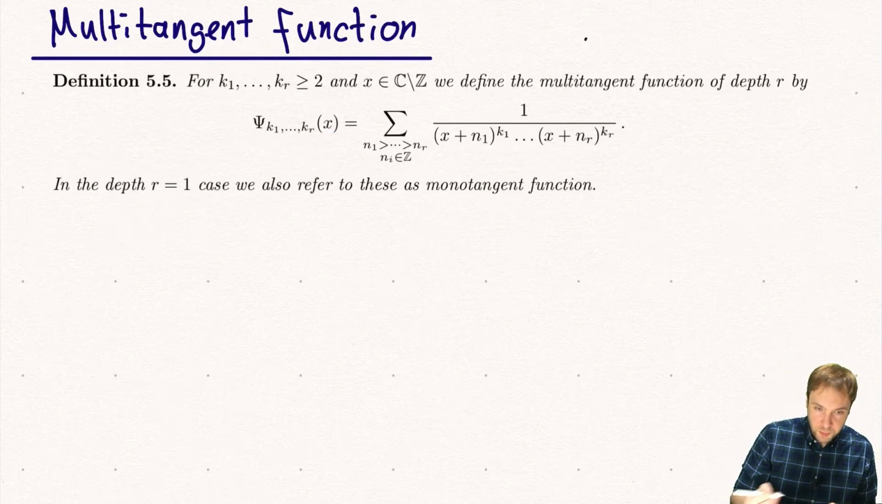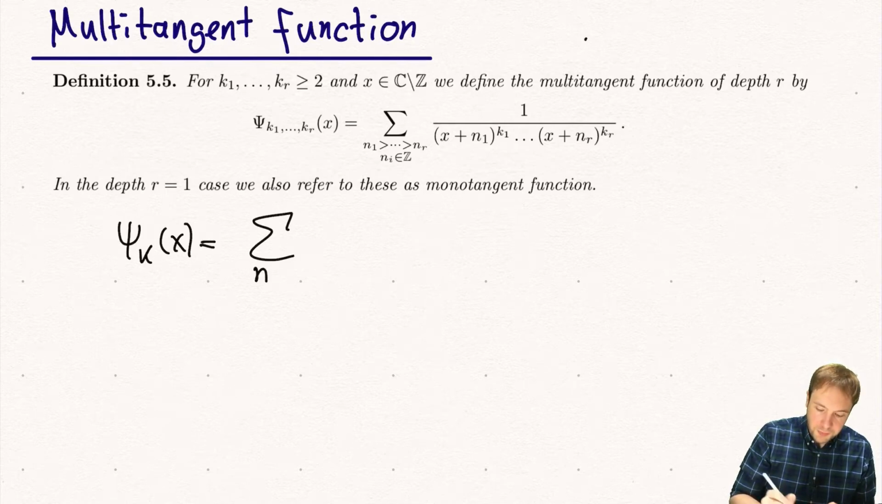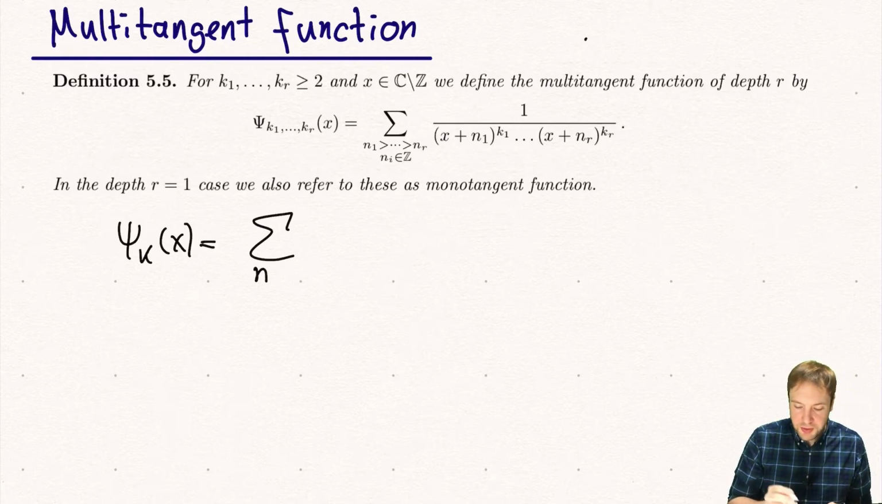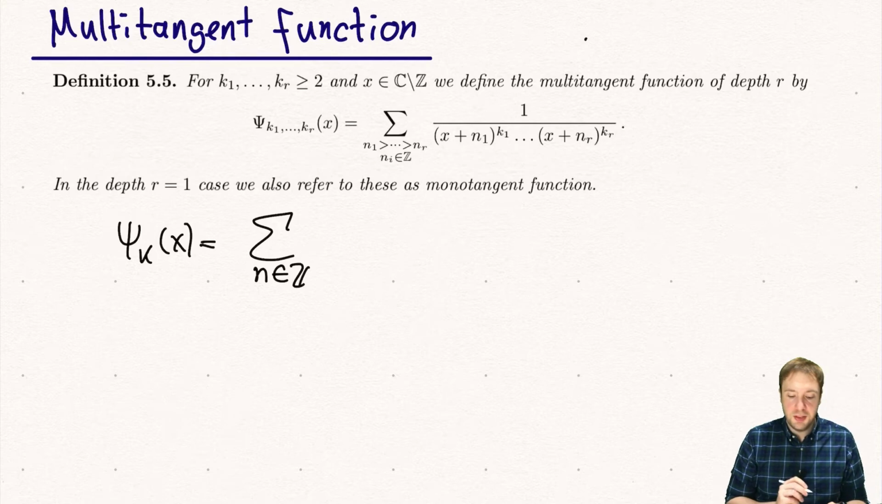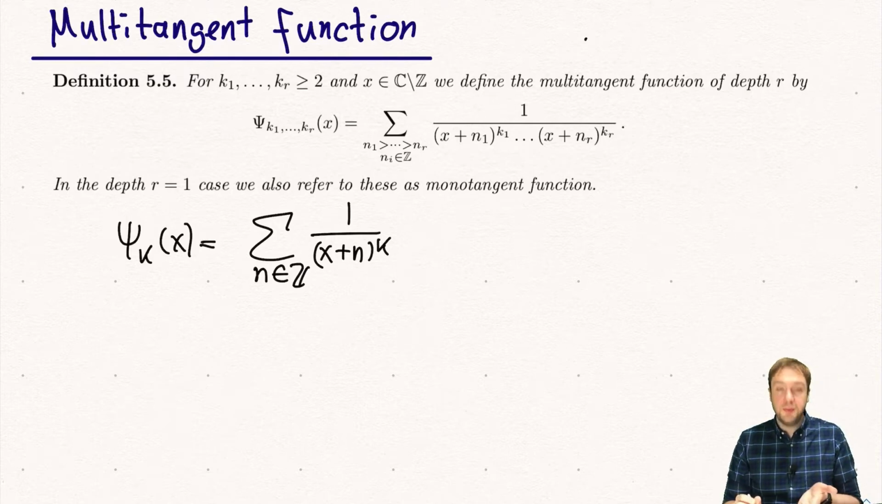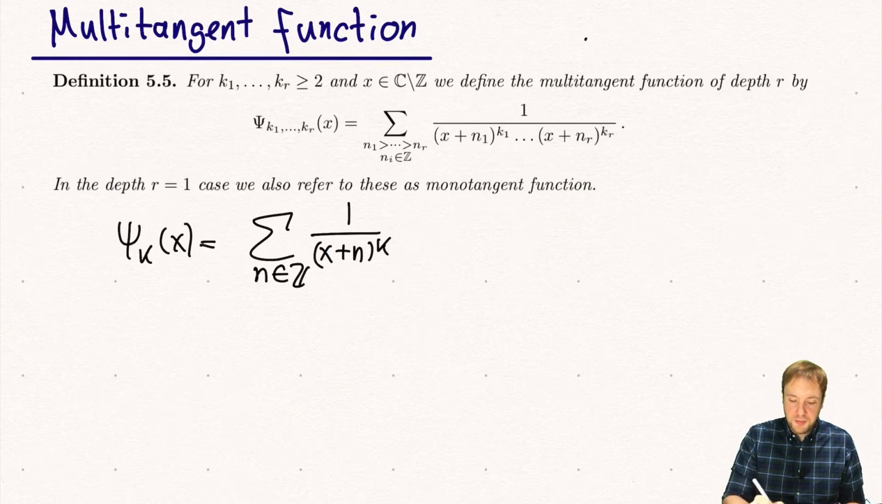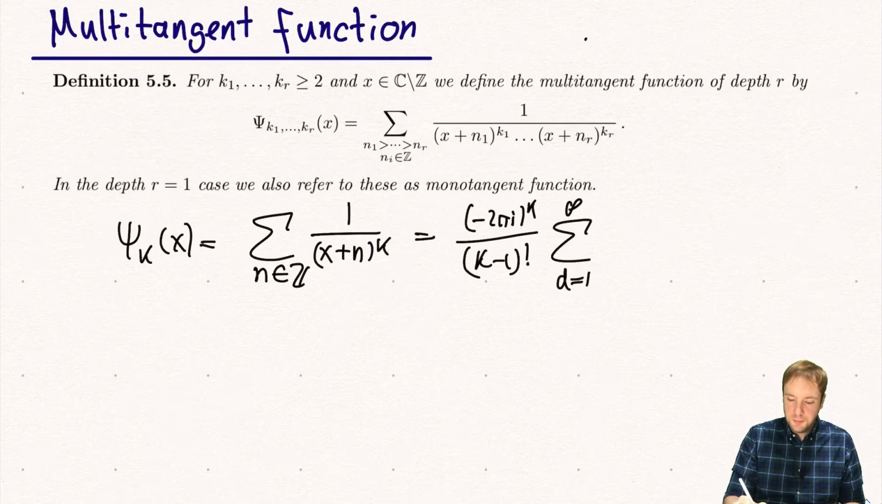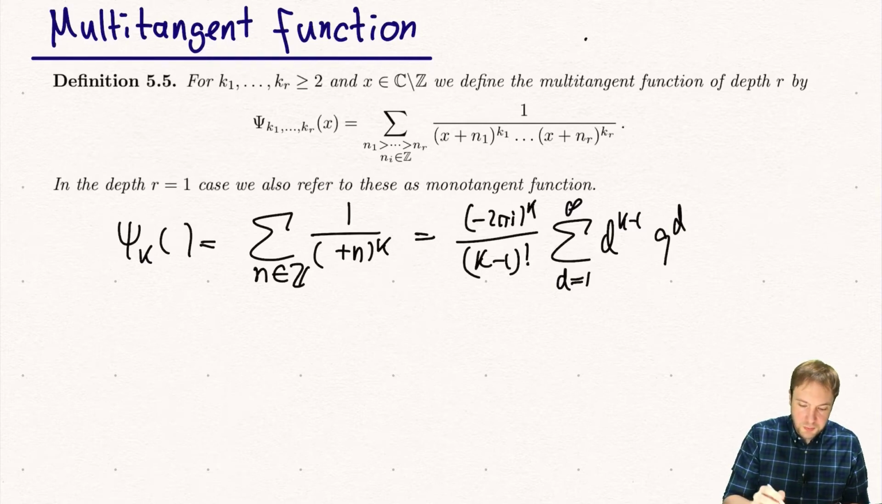And so what is this in depth 1? If we write down the definition in depth 1, there's just one integer, so it's not ordered, so it's just the sum over all integers n of 1 over x plus n to the k. And here notice this is exactly the left-hand side of the Lipschitz summation formula, where we showed that this has a Fourier expansion of the form minus 2 pi i to the k over k minus 1 factorial, times the sum over d of d to the k minus 1 q to the d. Well, maybe here then I should write tau.